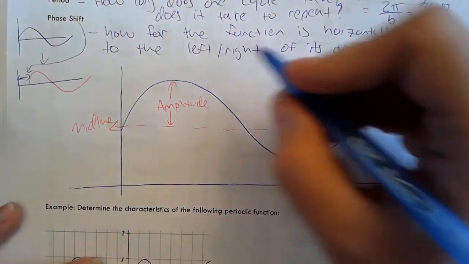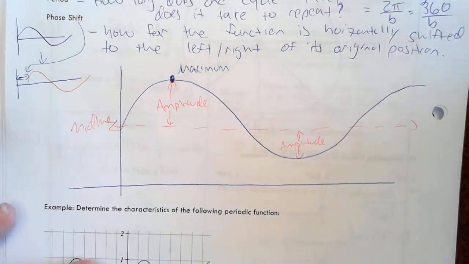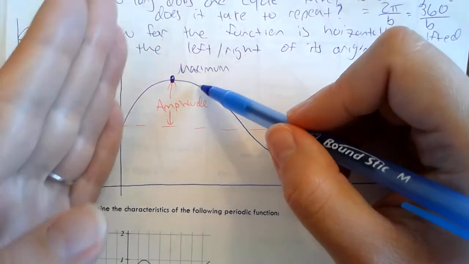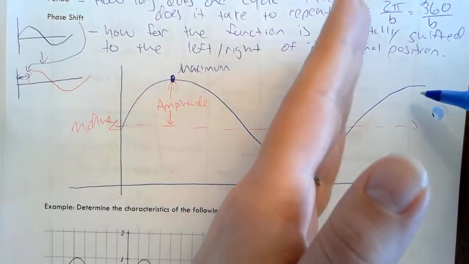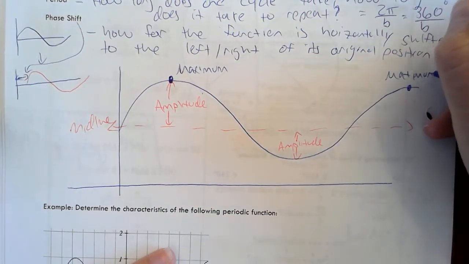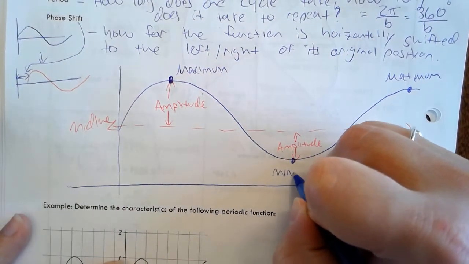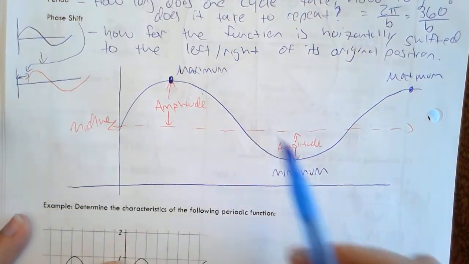Next, maximum. Here is a maximum. Sometimes we call it a local maximum because it's the maximum in this area. And here's another maximum over in this area. All right, well, that would make this the minimum, the highest and lowest y values.